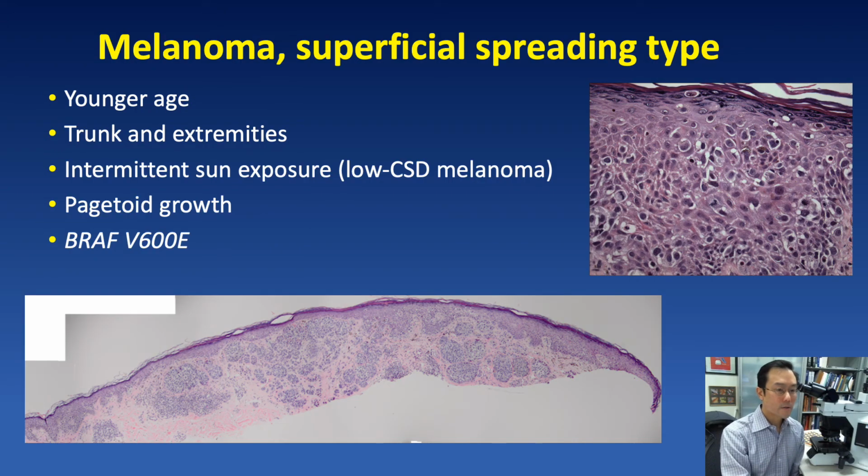In contrast to lentigo maligna melanoma, superficial spreading type melanoma on average affects a younger age group, typically on the trunk and extremities, and on intermittently sun-exposed skin. So this is classified as low CSD, low cumulative sun damage melanoma. And so these typically arise on skin with mild, not severe, solar elastosis, and they exhibit all the classic features of melanoma, typically with very prominent pagetoid growth. And among all the different subsets of melanoma, superficial spreading melanoma is the most highly associated with the activating mutations affecting BRAF V600E.